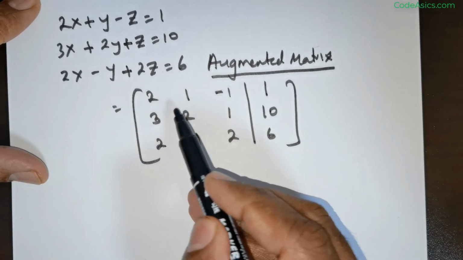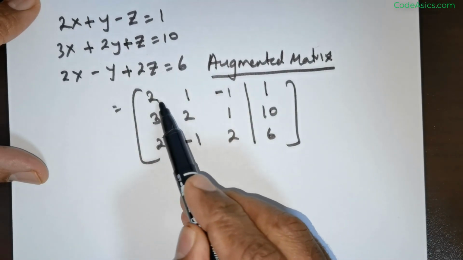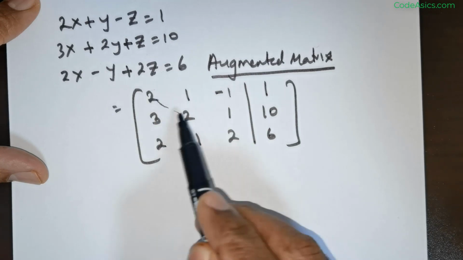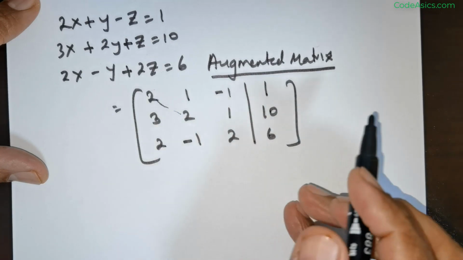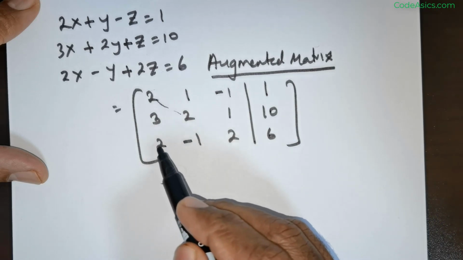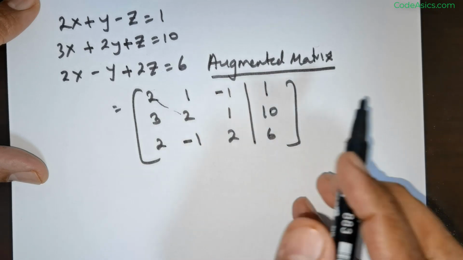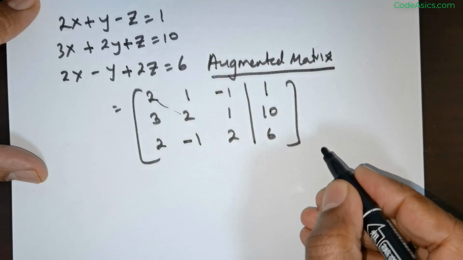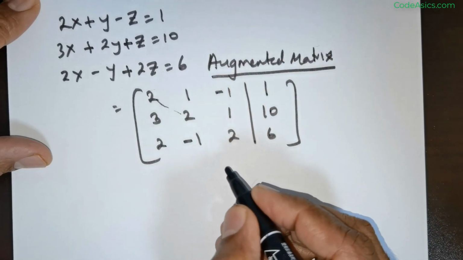Now as I have mentioned, this is the main diagonal. Everything below the main diagonal should be made equal to 0. So this has to become 0, this has to become 0, and this has to become 0. That is our first step after getting the augmented matrix.